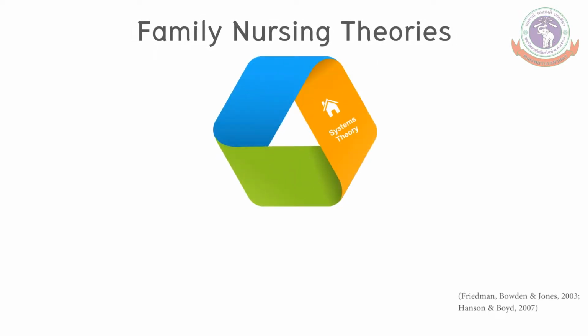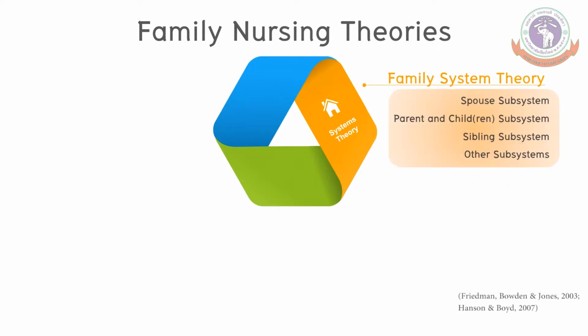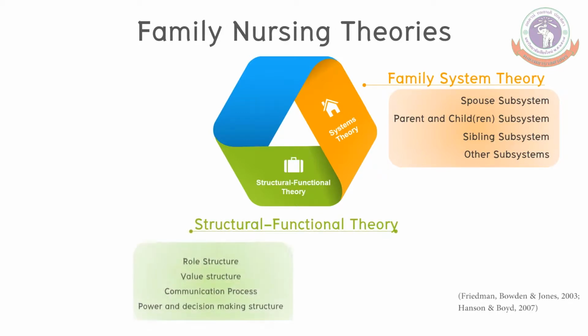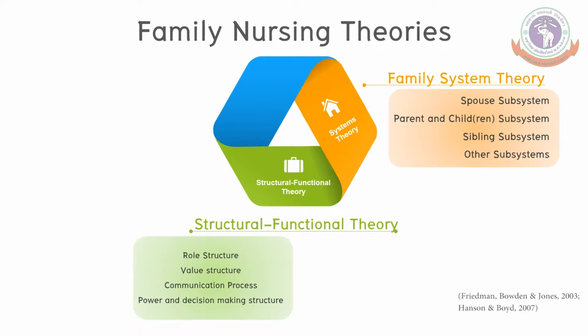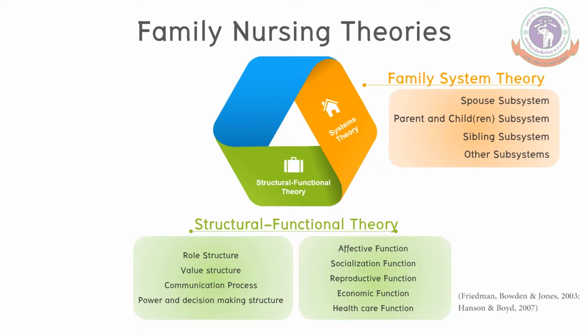These include the system theory, which focuses on the relationships between spouses, parents, children, siblings, and other systems. The structural functional theory includes role structure, value systems, communication processes, and power structure. For family functions, it includes affection and care within the family, socialization function, reproduction function, economic function, and healthcare function.